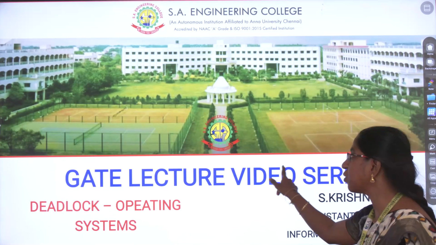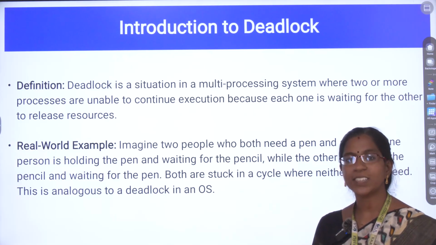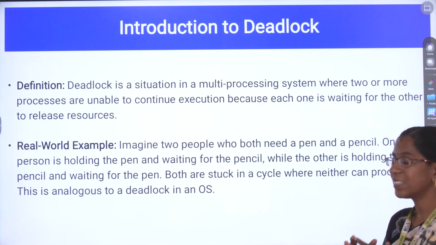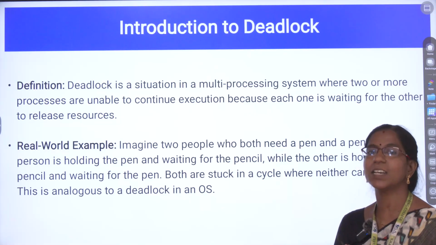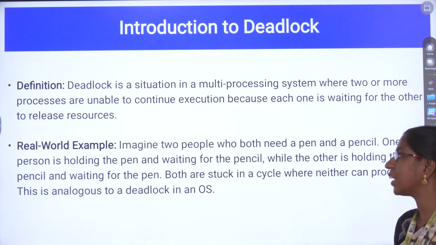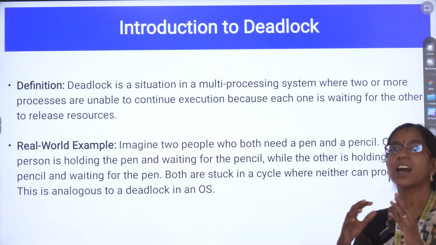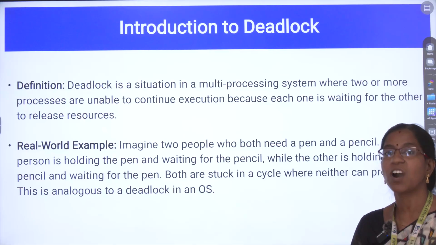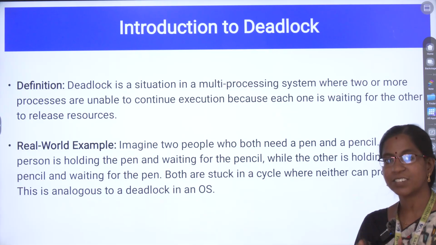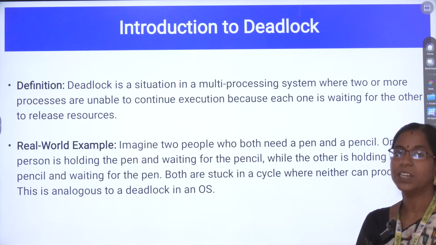First we are going to discuss the definition of deadlock. What is deadlock? Deadlock is a situation in a multi-processing system where two or more processes are unable to continue their execution because there are no available resources for execution. That is the situation that arises in a multi-processing system.